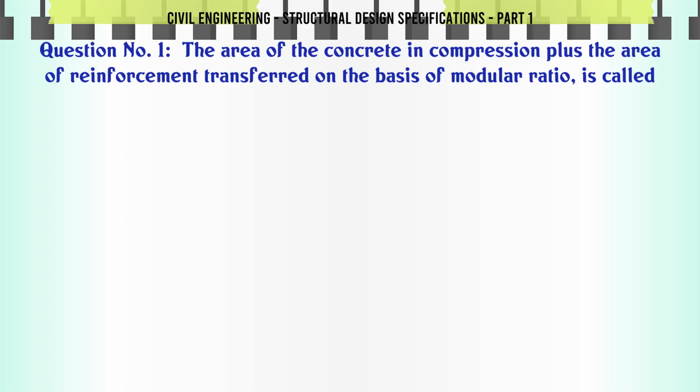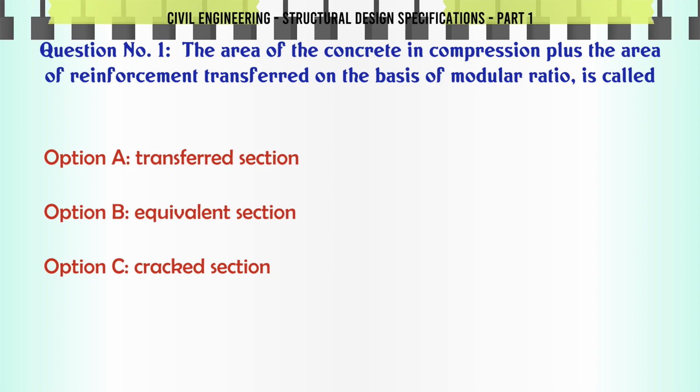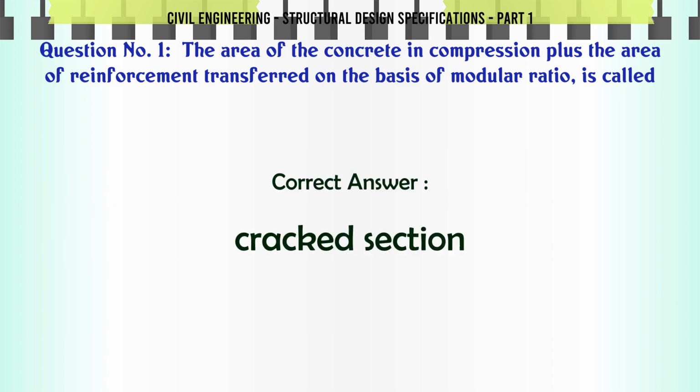The area of the concrete in compression plus the area of reinforcement transferred on the basis of modular ratio is called: A. Transferred section, B. Equivalent section, C. Cracked section, D. None of these. The correct answer is cracked section.